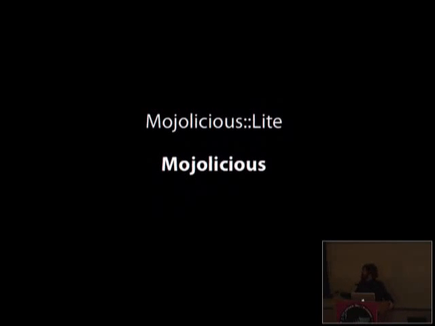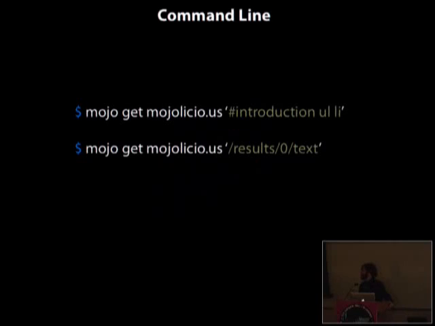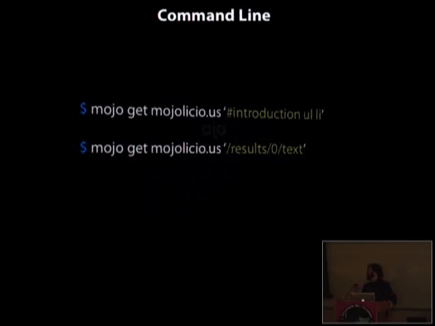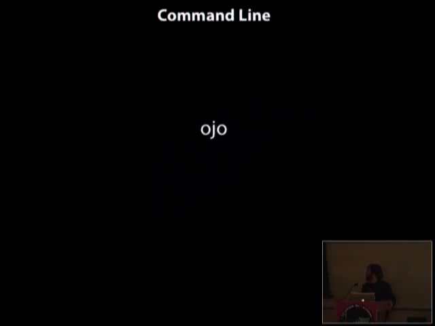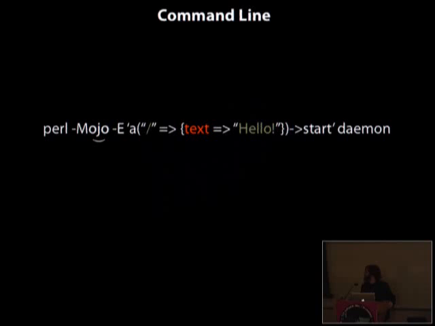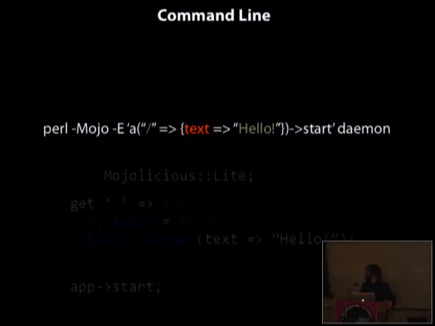All right, so I mentioned that the client side has a command line aspect to it earlier. The server side also has a command line option. It's called Ojo, of course. Now, Ojo lets you execute small apps as Perl one-liners, which is super neat for testing and utility. This app does the same exact thing as this.